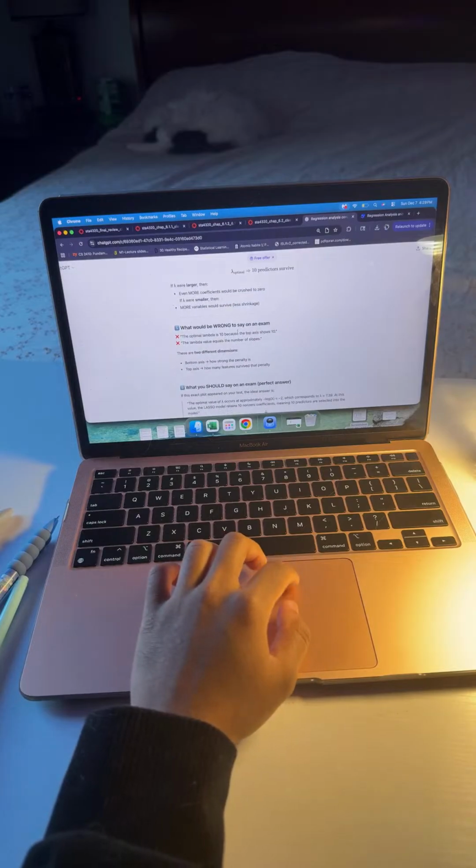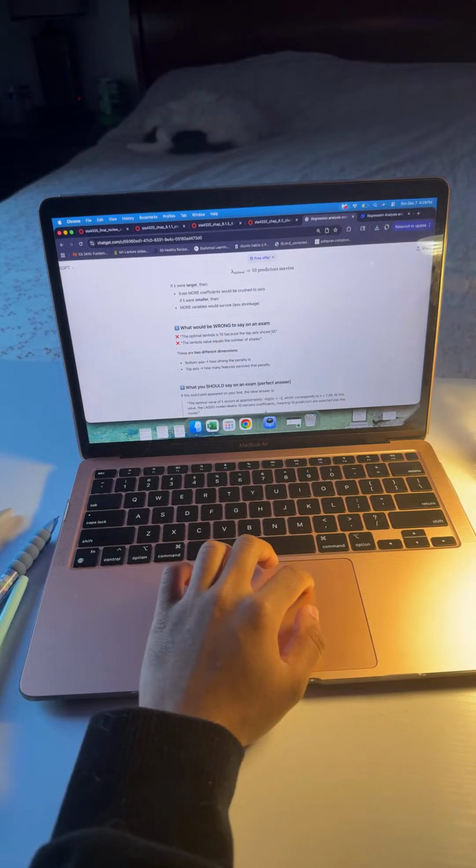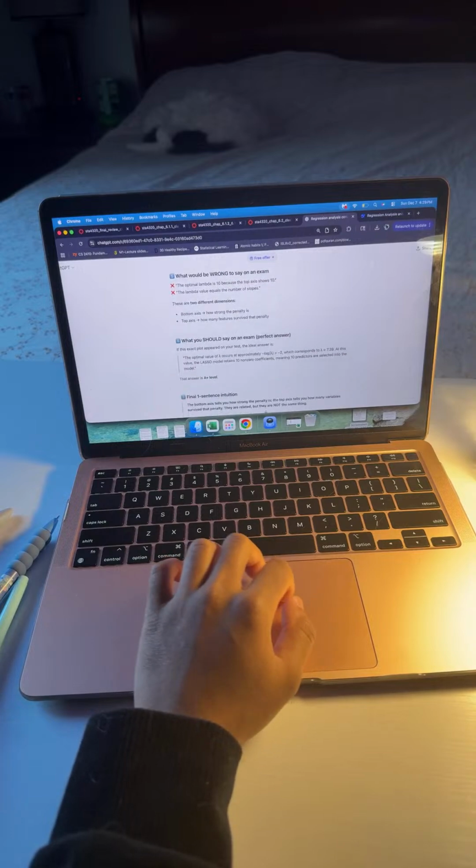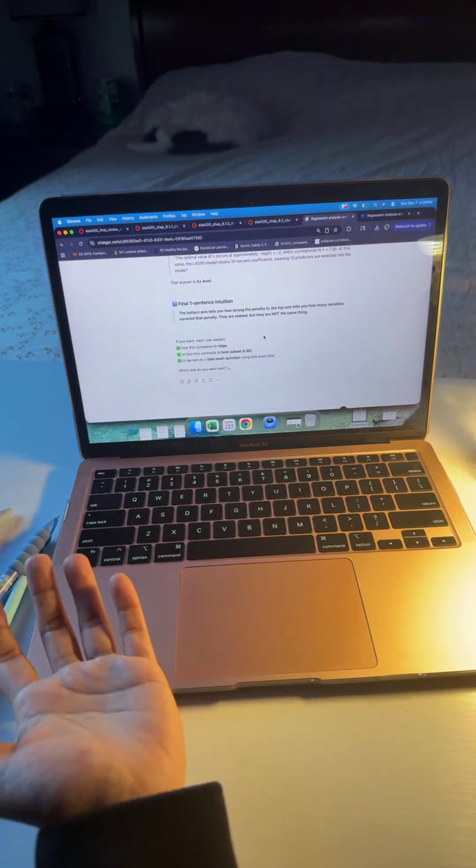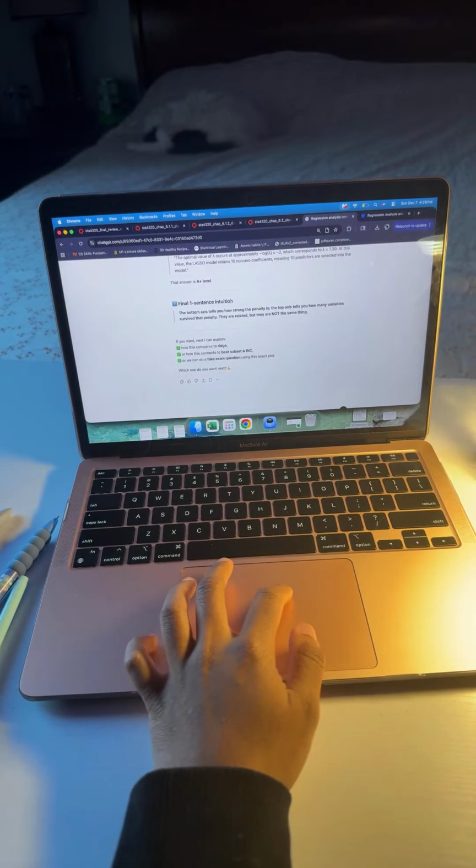So, what would be wrong to say on the exam? The optimal lambda is 10 because the top axis shows 10. What you should say on the exam? But it's not like a verbal thing. Finish the one sentence intuition.